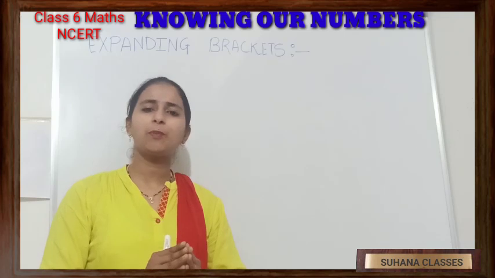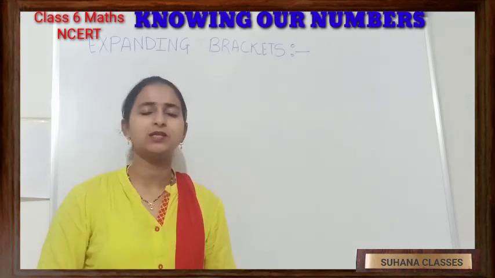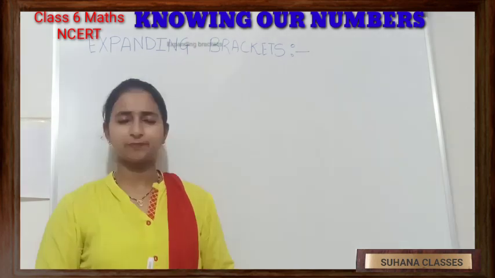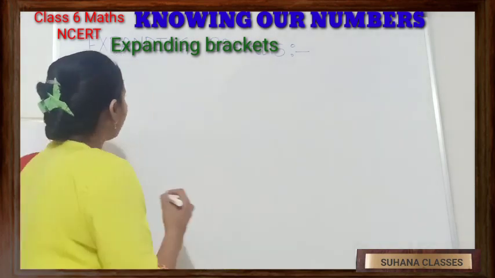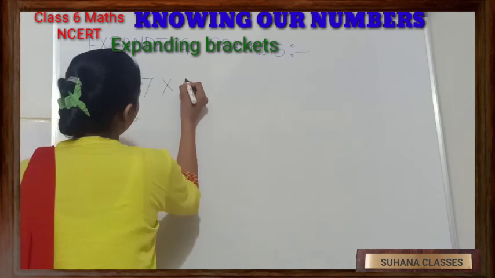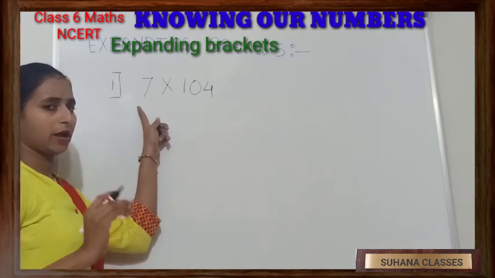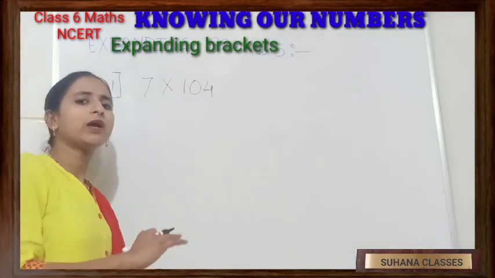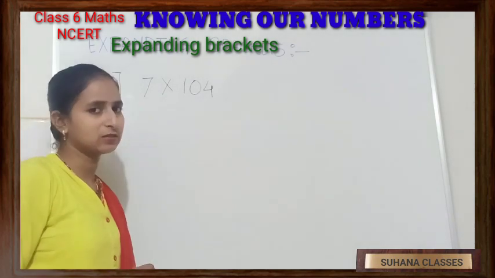So in the topic of brackets, we are going to study expanding the brackets. How to expand the bracket, we are going to learn today. Let's understand it by taking one example. I'll multiply 7 into 104. I know you can do multiplication very easily, but still, how can I make this problem easier and solve it in a systematic way?